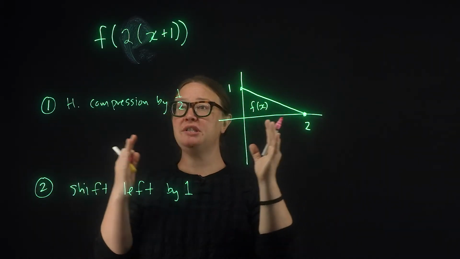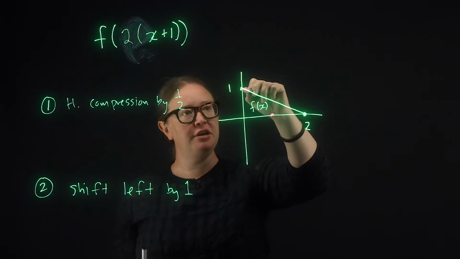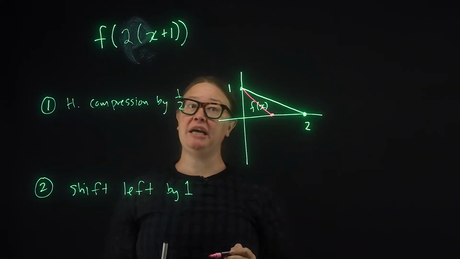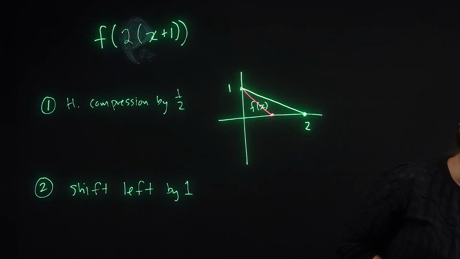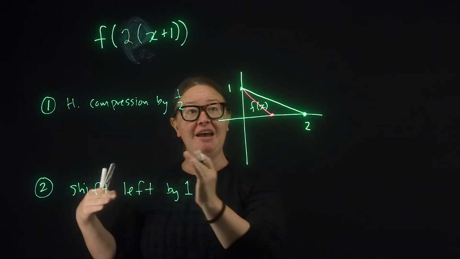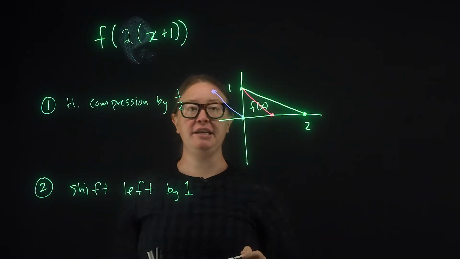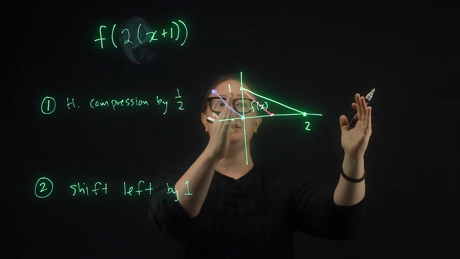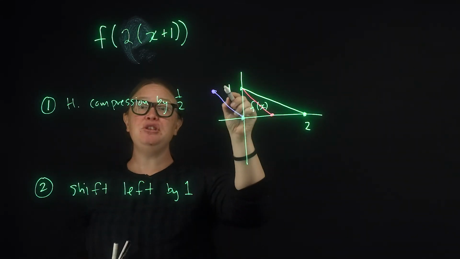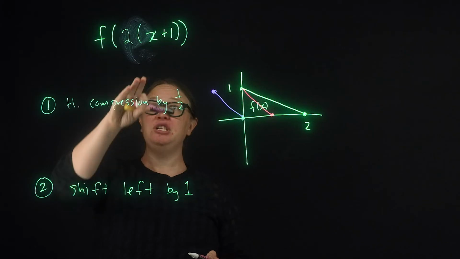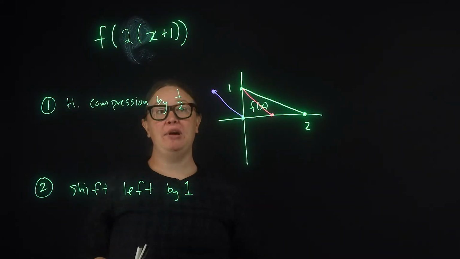So a horizontal compression by 1/2, I'm going to end up drawing through myself here, is this pink line. And then a shift left by 1 would be this violet line here. Okay, so graphically, I horizontally compressed by 1/2 and shifted left by 1. Let's use points on this violet graph to check that this formula gives me this graphically.